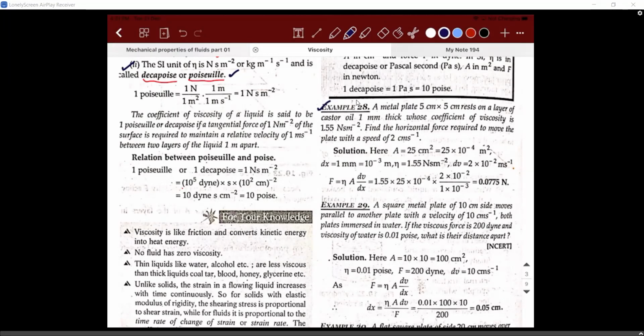Okay, 7.75. If you get 10 power minus 2, then check if there is any calculation mistake you made. Is this expression right? 1.55 is the value of theta, no conversion required. Correct? So area is 25 into 10 power minus 4. dV is 2 centimeters, so 2 into 10 power minus 2 divided by 10 power minus 3.